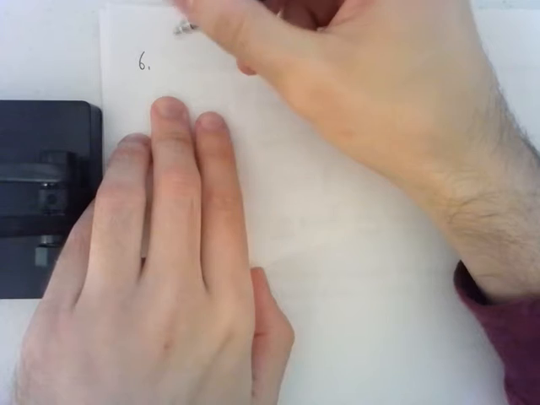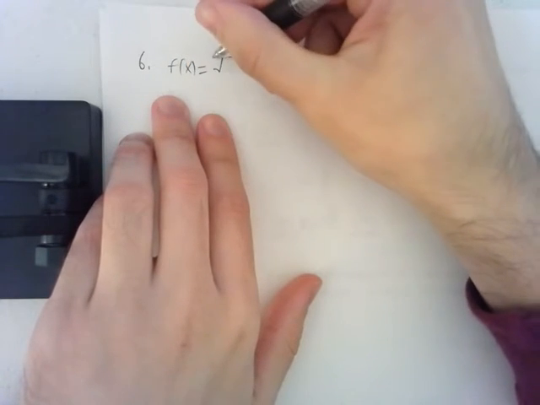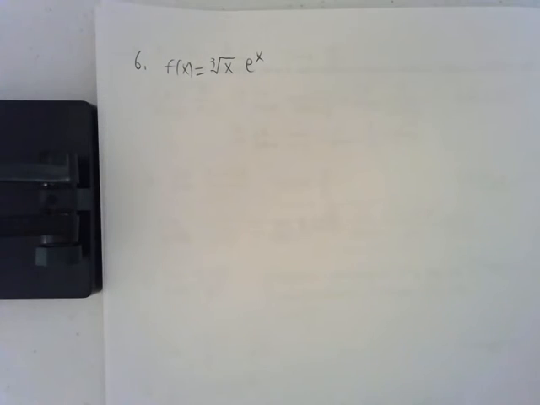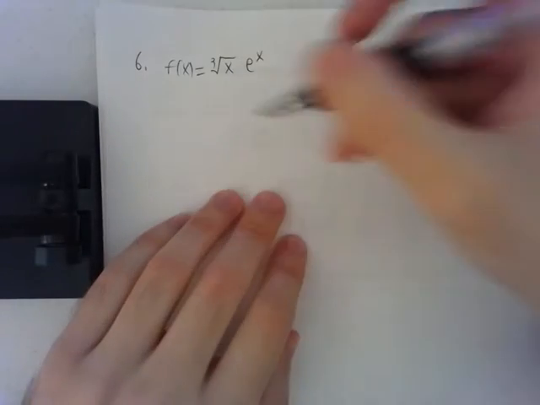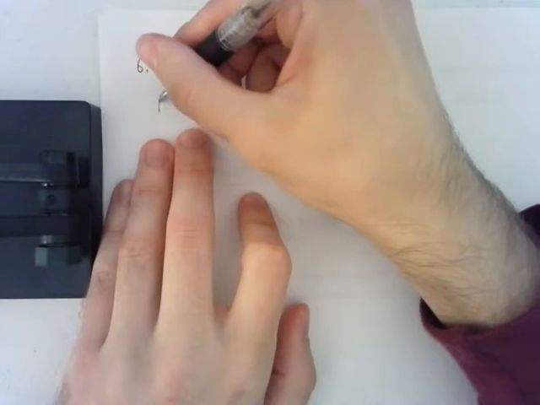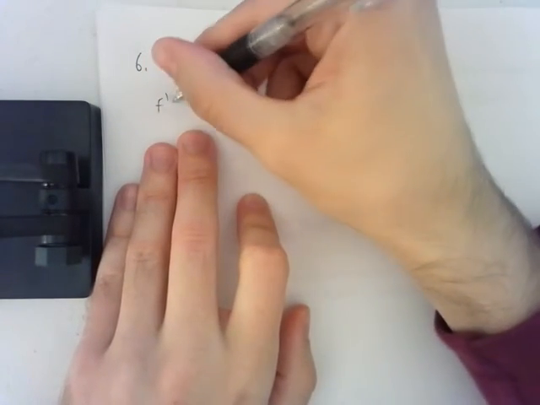Okay, so on problem 6 of the exam, we're given the function f of x equals cube root x times e to the x, and we're told to find and classify all critical points. So first, we need to find the critical points. That means we set f prime equal to 0, or see if there's any place where f prime is undefined.